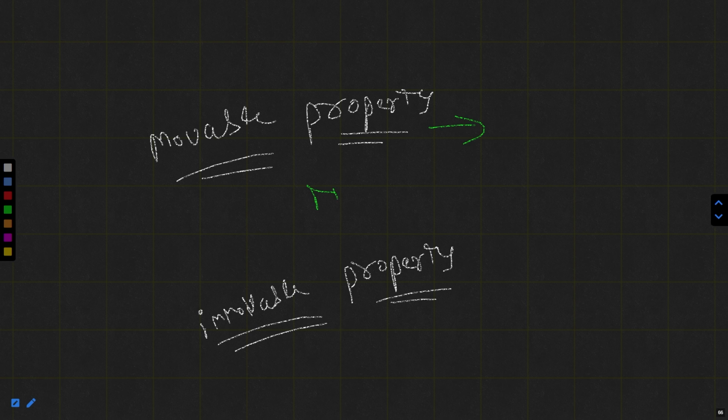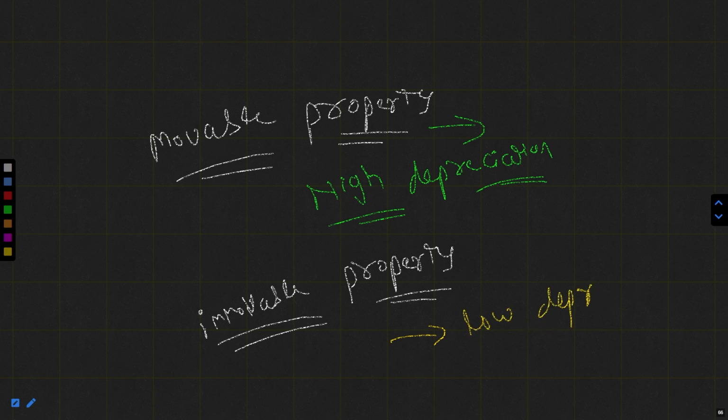Movable property basically has high depreciation, whereas immovable property basically has low depreciation. Keep this in your mind. Movable property has high depreciation, like your car, your bike.